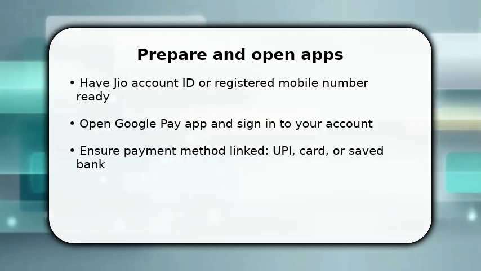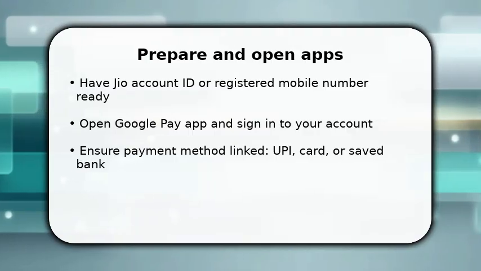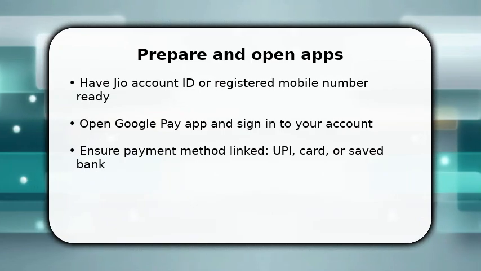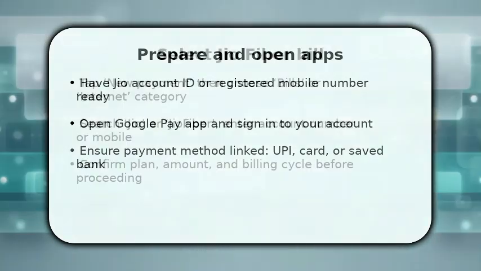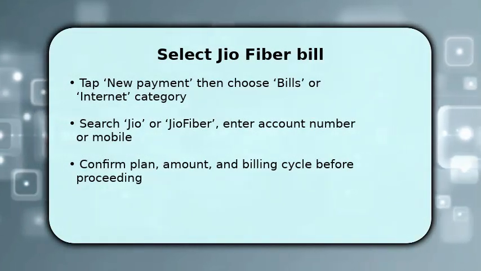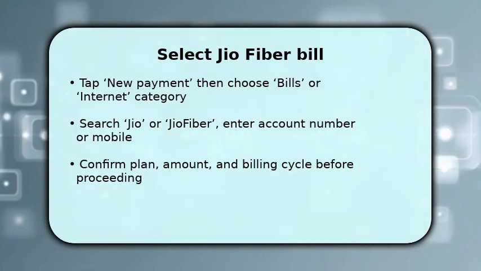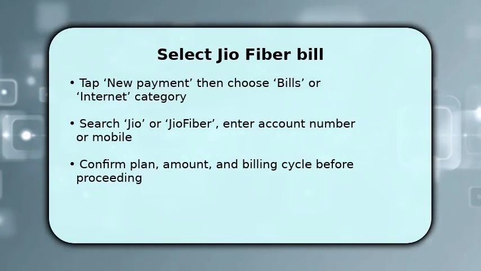This avoids mid-transaction failures. While you have the Jio details visible, proceed to the next screen in Google Pay where you select Bill Payments. This is where the transaction begins. You now tap New Payment and navigate to the Bills or Internet category. It's faster to type Jio Fiber in the search box.